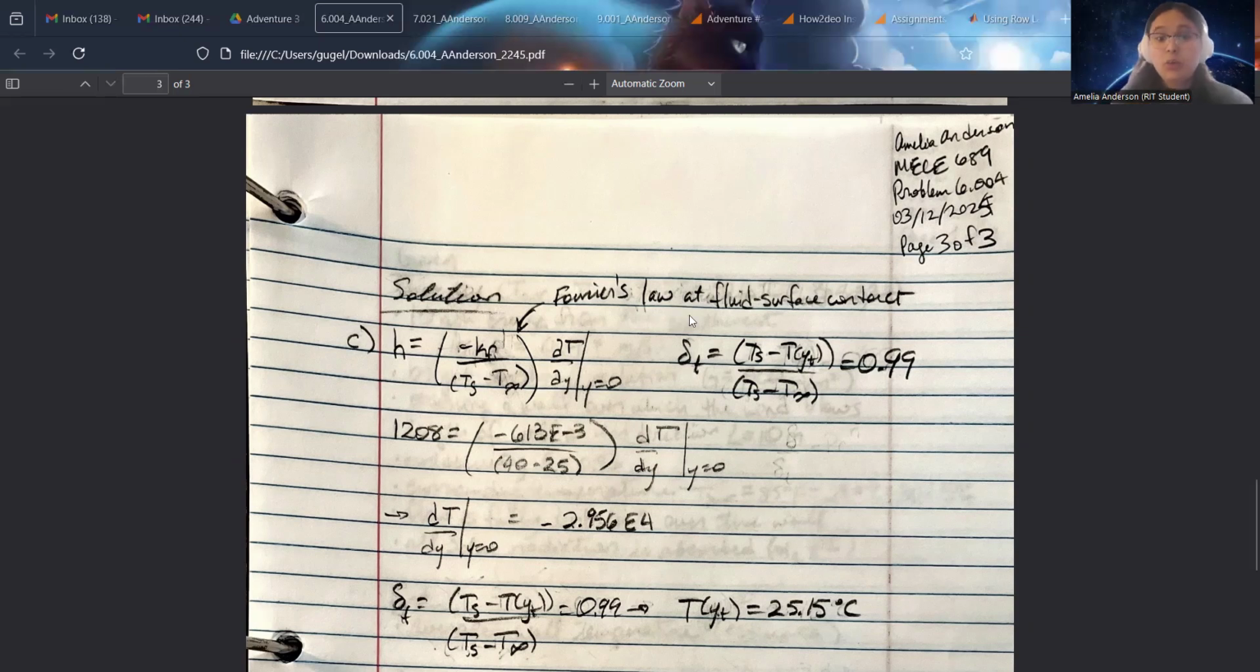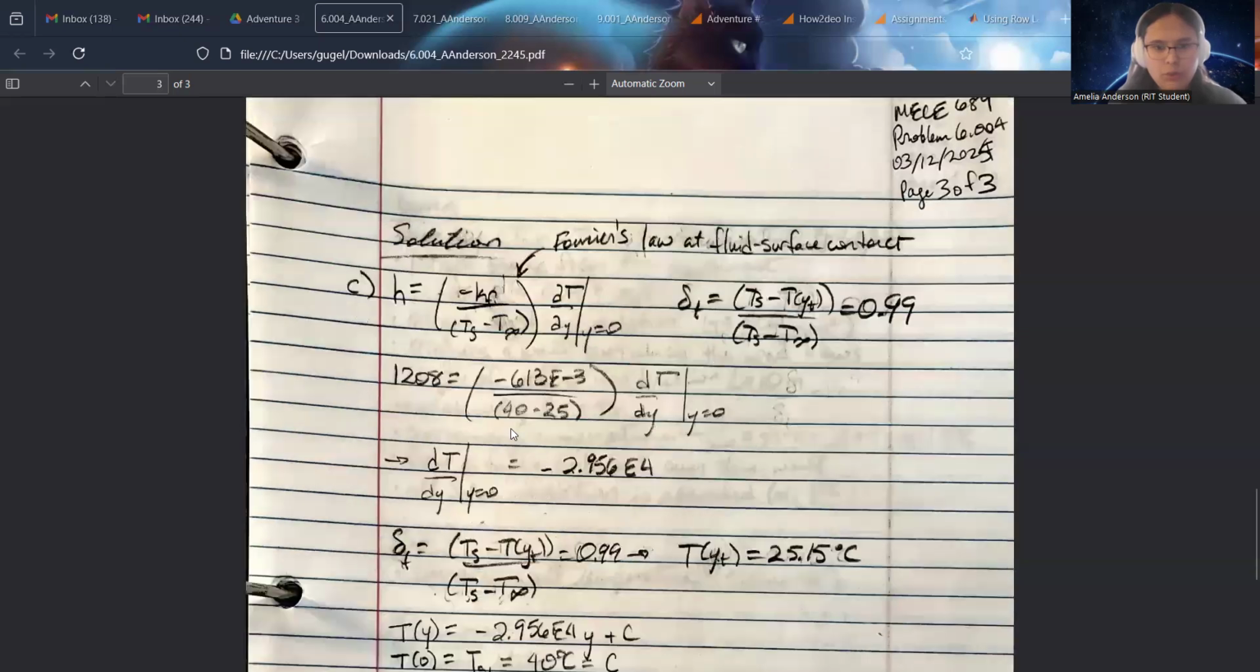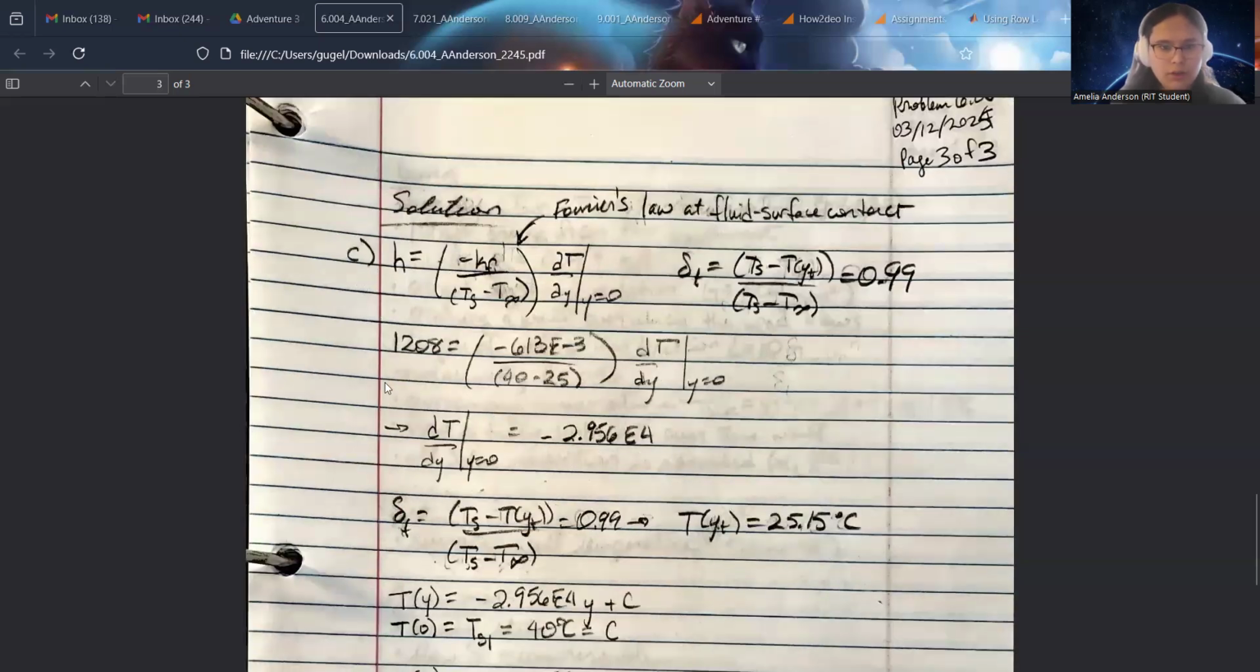You can use H as a sort of Fourier law representation at the contact between the fluid and the surface. We also know delta T, which is the thermal boundary layer thickness, is just generally when the dimensionless temperature change is pretty close to 1. So what we end up doing here is pretty similar. We've got our convective heat transfer coefficient here.